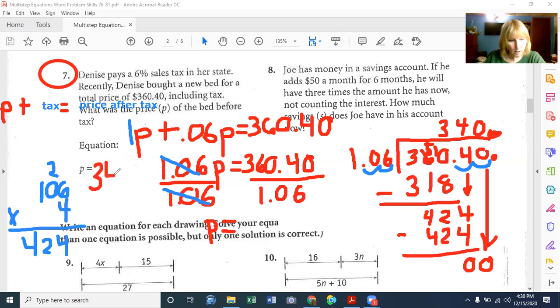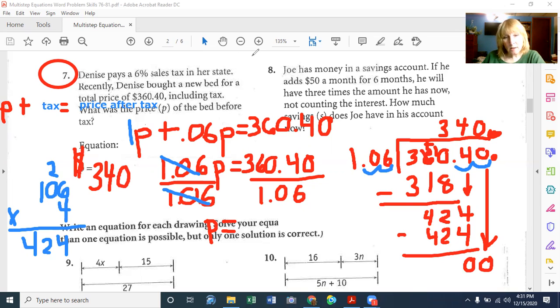$340. And then I have to ask myself, does that make sense? Well, it should be less than the price after the tax, right? Which was $360 in some sense. So 340 is less than 360, so that makes sense. And since the tax was only a tiny amount, 6%, the 340 should be pretty close to the 360, and it is.